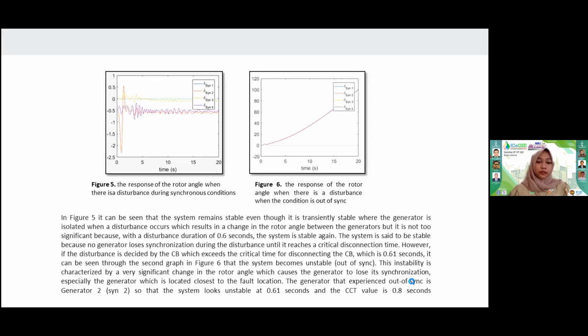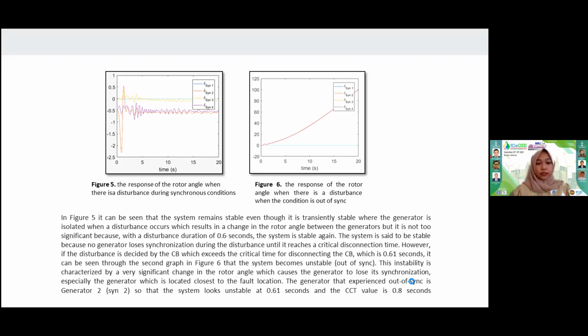Next, in figure 5, it can be seen that the system remains stable, transiently stable, when the generator is isolated when a disturbance occurs, which results in a change in the rotor angle between the generators, but it is not too significant because with a disturbance duration of 0.6 seconds, the system is stable again. The system is said to be stable because no generator loses synchronization during the disturbance until it reaches the critical clearing time.